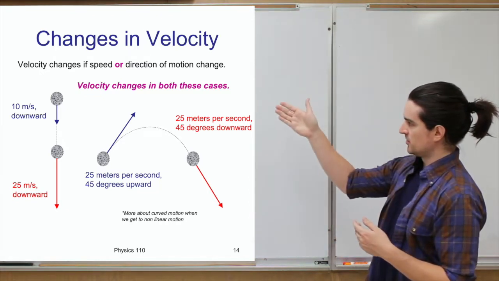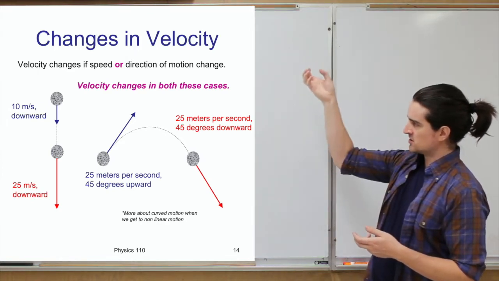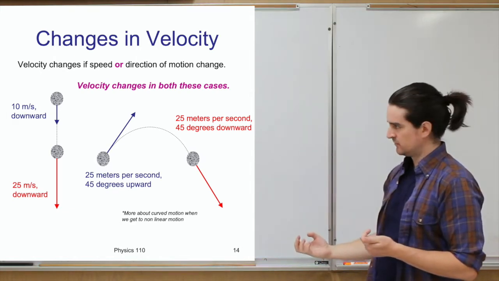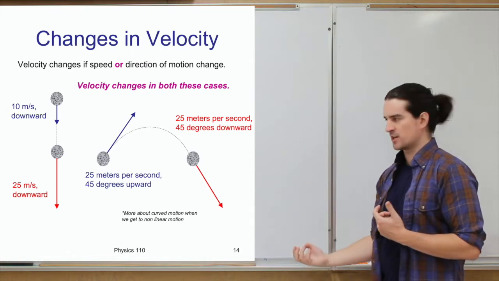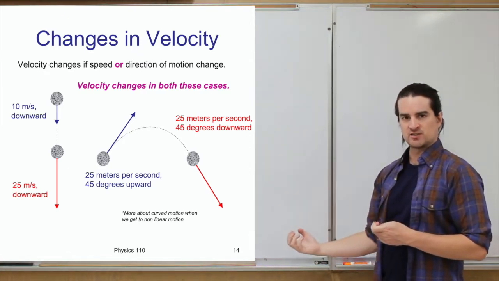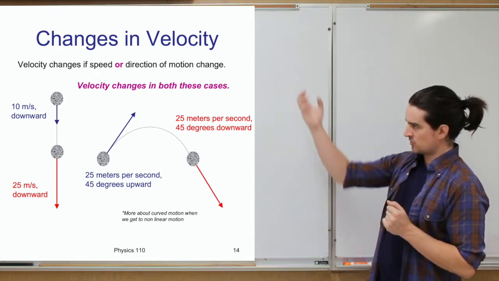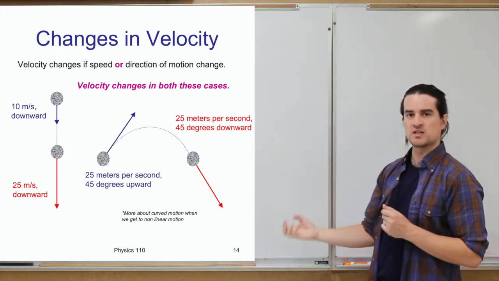Right? So on the left side here, we have an object that's falling, and up at this height, maybe it's moving at 10 meters per second, and it's moving downward. A little bit later on, it's still moving downward, it's moving in the same direction, but it's now moving at 25 meters per second, so its speed has changed. Its speed has actually increased here. So that is an example of velocity changing, and not because the direction changed, but because the actual speed of the object changed.